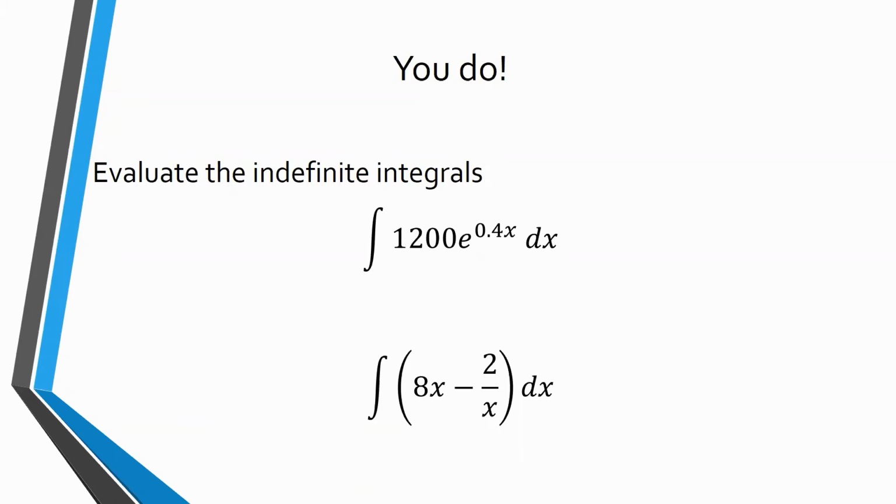Hopefully you pushed pause on the previous video and tried these two problems on your own. If you haven't done that, make sure you do that before I complete these two problems. We want to evaluate the antiderivative or the integral of 1200 e to the 0.4x, and we want to integrate 8x minus 2 over x with respect to x.